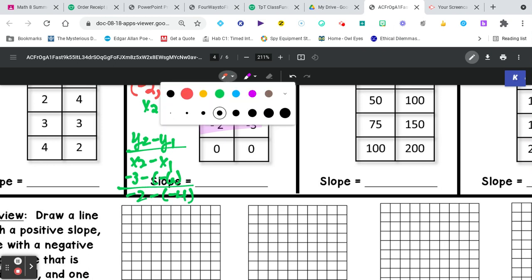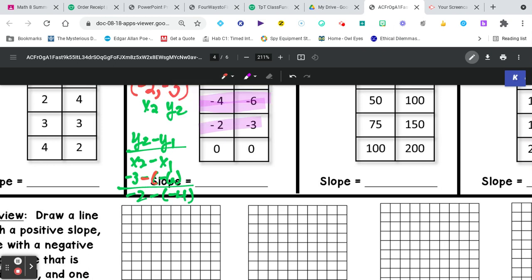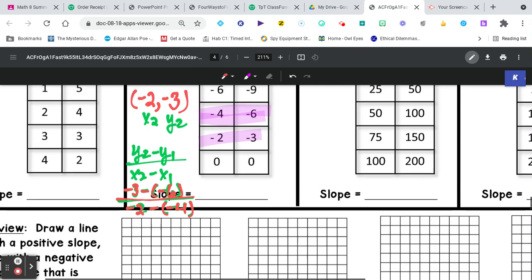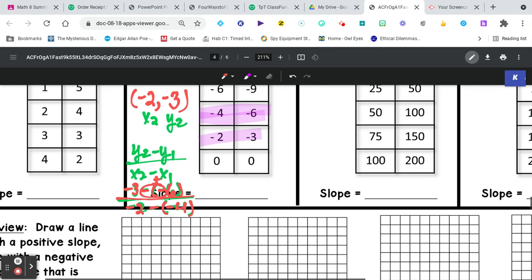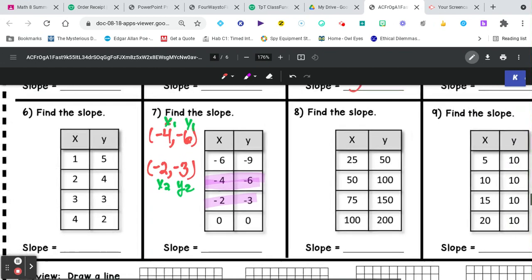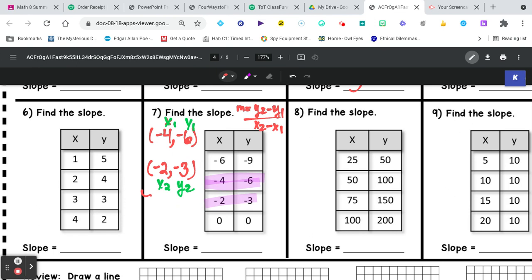I'm going to write those in red so you can see them better. And then this is a double negative. Matter of fact, I'm going to write this whole thing over because that's bothering me. I'm going to write the slope formula up here. Y sub 2 minus y sub 1 over x sub 2 minus x sub 1. And I'm going to do the work down here, okay?